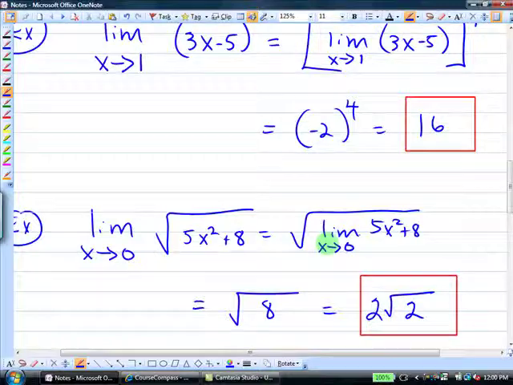And you don't have to do this. It's just saying sometime in your life it might be helpful, so it's allowed. That's what it's about. But right here we can just plug in 0, and we get the square root of 8, which is 2 square roots of 2. Okay.